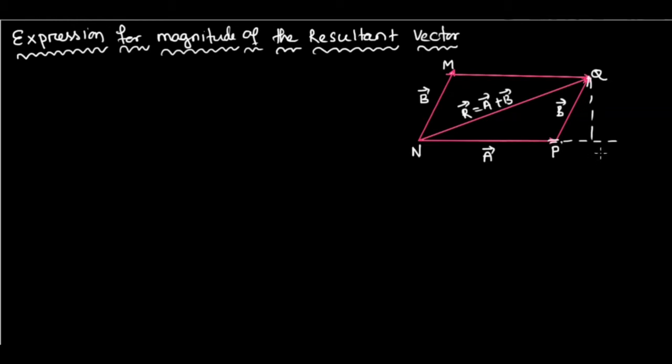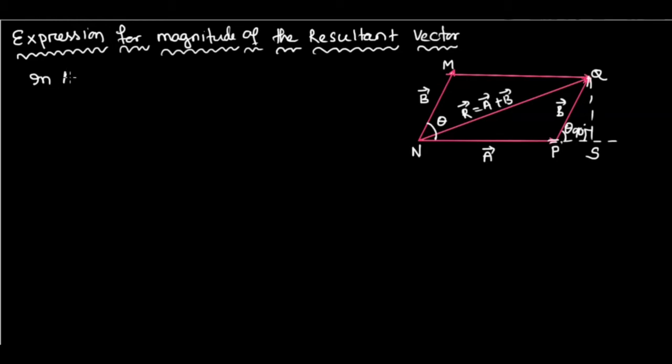Suppose this point is S. This angle PSQ, how much is it? The angle is 90 degrees. The angle between the two vectors, this is vector A and this is vector B, is this one, the angle theta. If this angle is theta, then this angle is also theta. Is that clear? So let me derive the formula here.